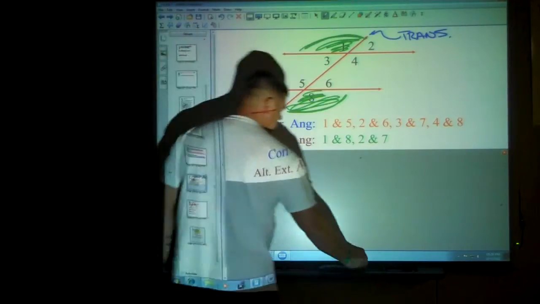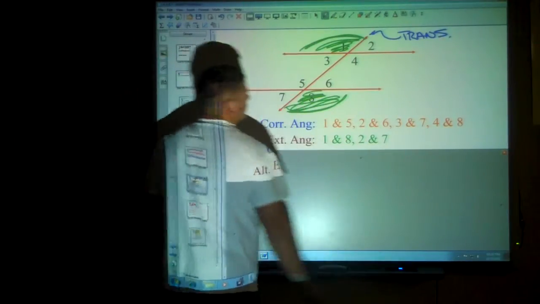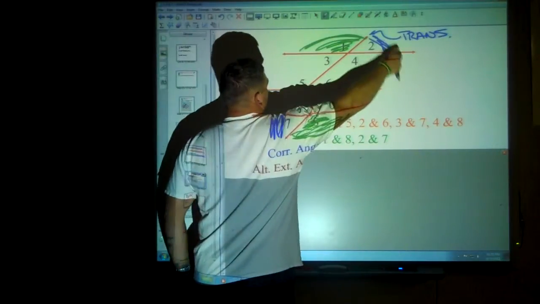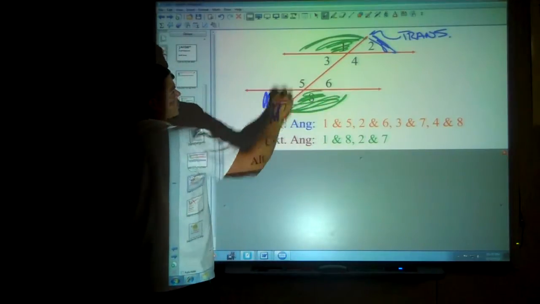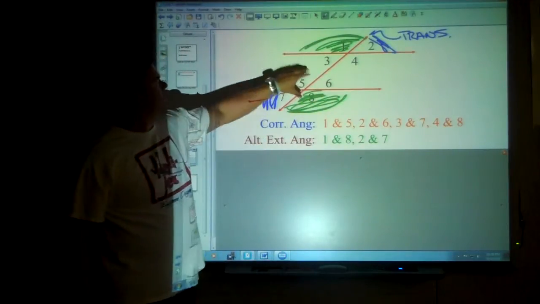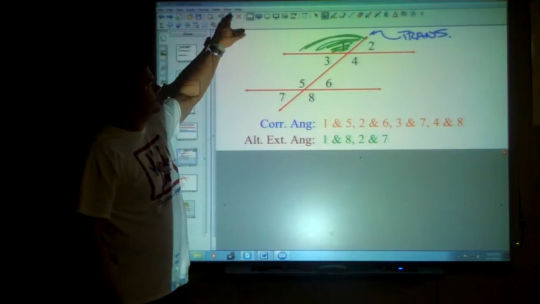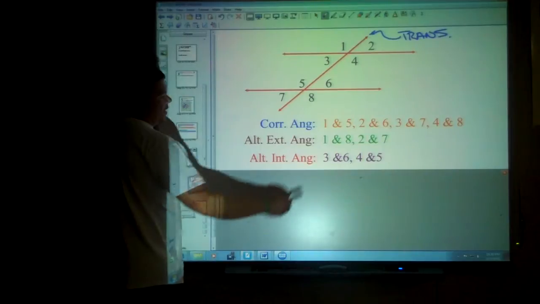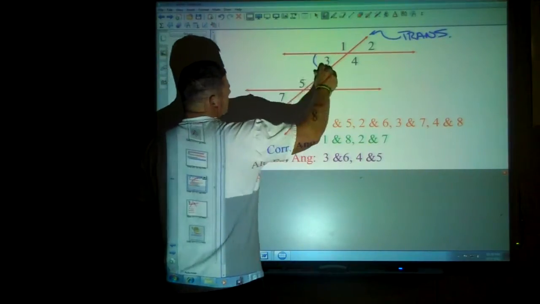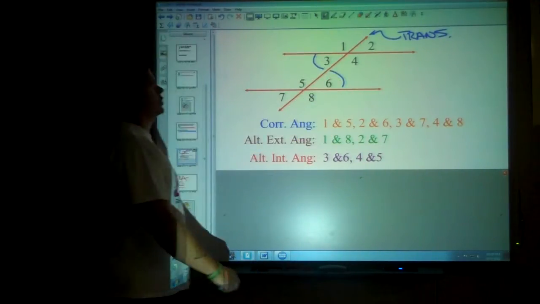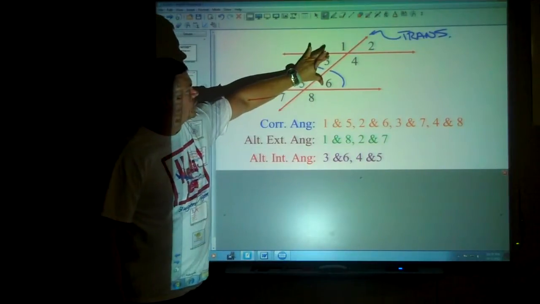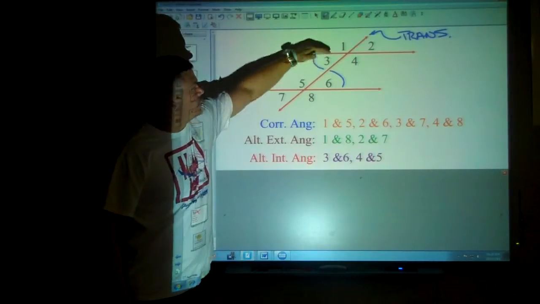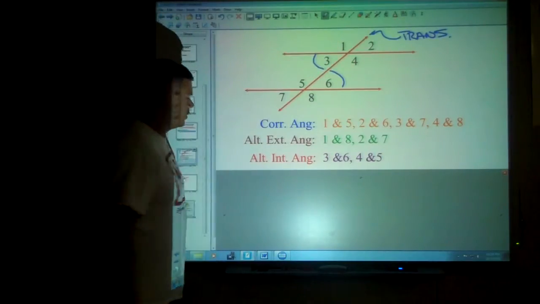But they're not the only ones. Because right here we have 7 and 2. They're on opposite sides of the transversal and then on the outside of the 2 angles that are being intersected. Alternate interior angles. These are the angles on the inside. 3 and 6. 3 is on the opposite side of the transversal. So therefore those 2 would be considered alternates because they're on opposite sides of the transversal, and they're interior. They're between the 2 lines that are intersected by the transversal.